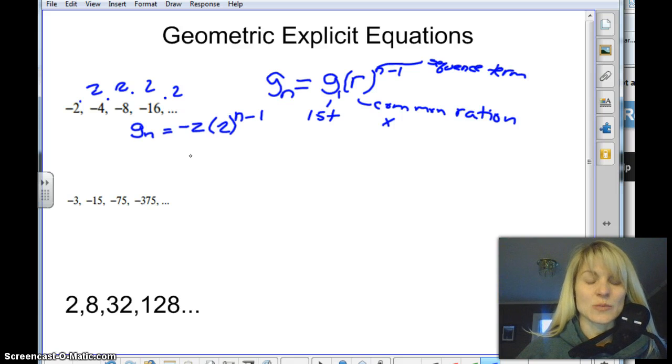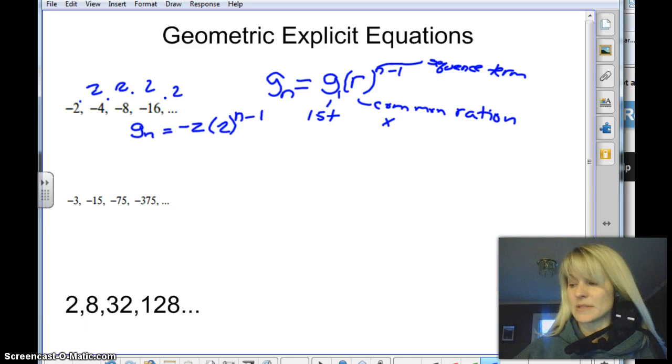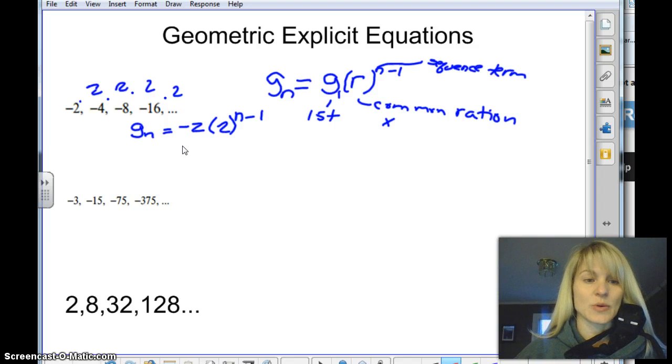Now, this gets a little more complicated when we want to simplify this. In order to simplify this, we need to know a little bit about exponents. So we have negative 2 here, and that stays the same. But now I can take each one of these exponents and apply it to the base number, kind of like distributing when we were doing the arithmetic sequences. We can make this 2 to the n power times 2 to the negative 1. Basically I'm distributing the exponents, so I just separate them out here.